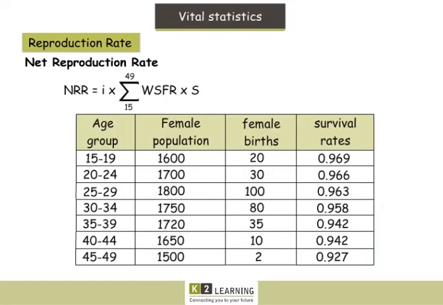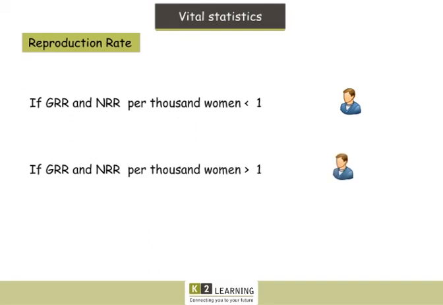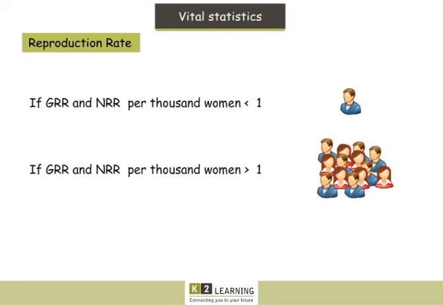Take a look at this data. The gross and net reproduction rate are calculated as shown. Note that if the GRR and NRR per thousand women is less than 1, it means that the population is decreasing. If the values are greater than 1, the population has a tendency to increase.